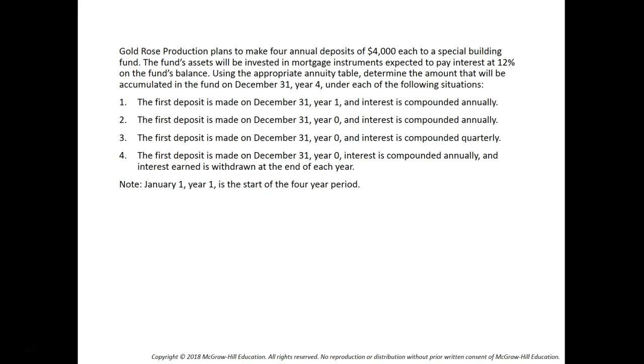So first, the first deposit is made on December 31st, year 1, and interest is compounded annually. And then we've got situation 2, the first deposit is made on December 31st, year 0. So again, that's an annuity due. Number 3, the first deposit is made on December 31st, year 0. That's an annuity due. And then number 4, the first deposit is made on December 31st, year 0.